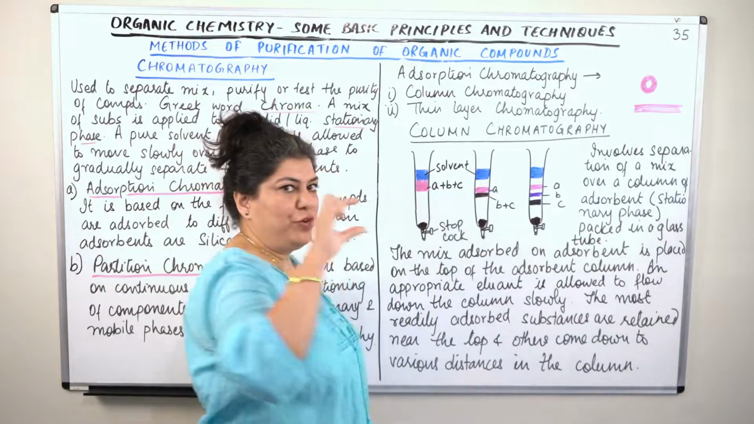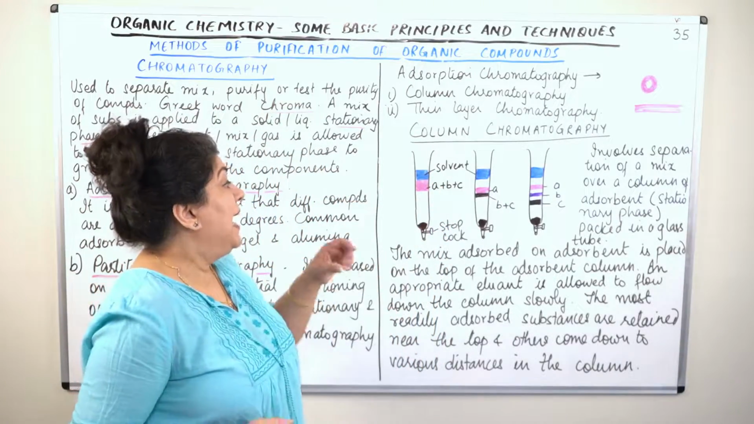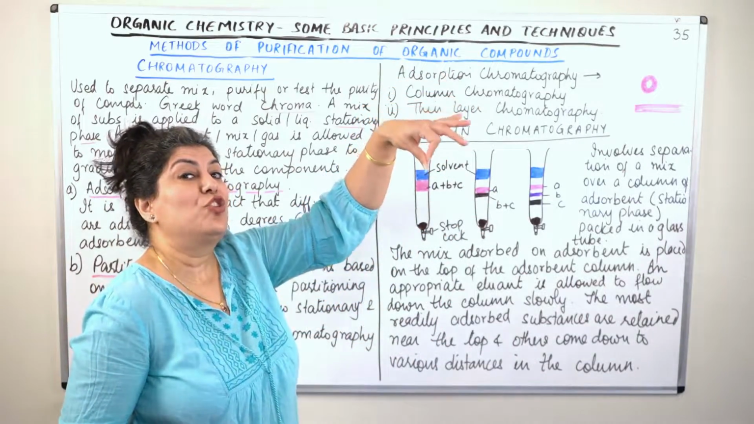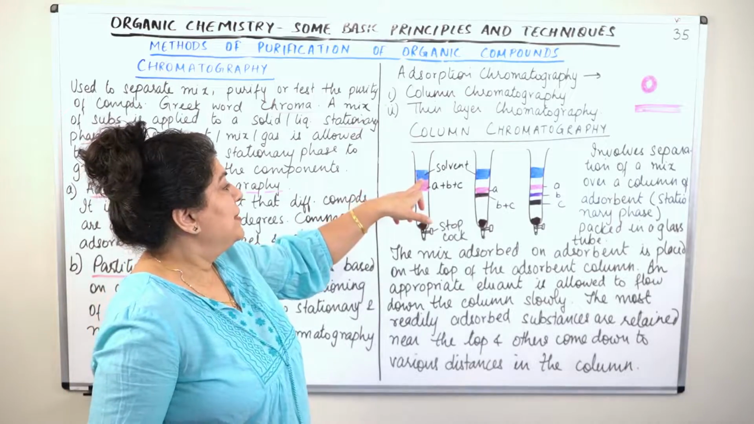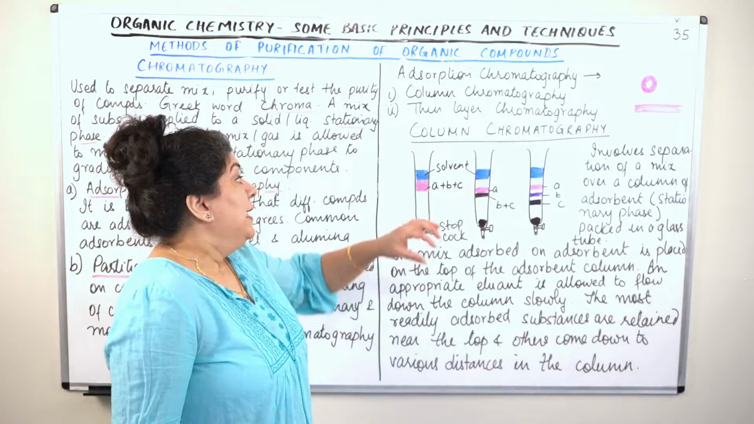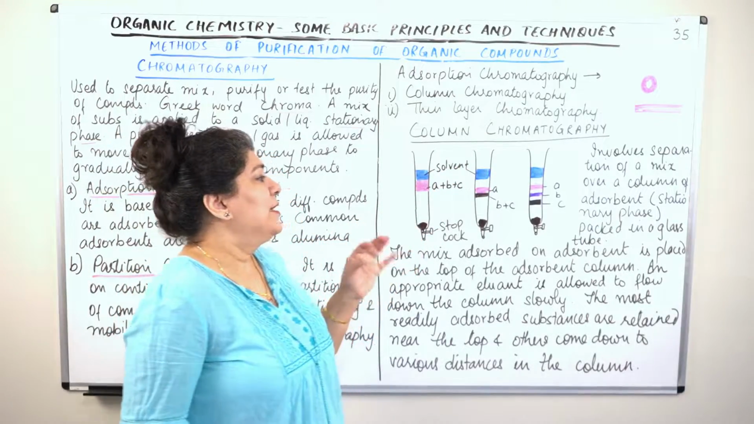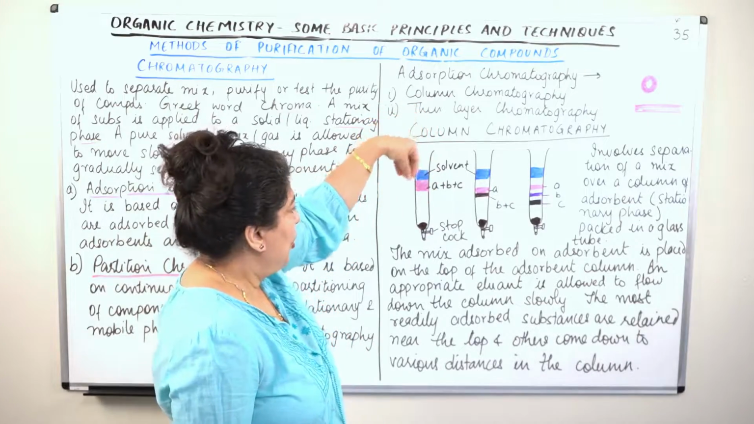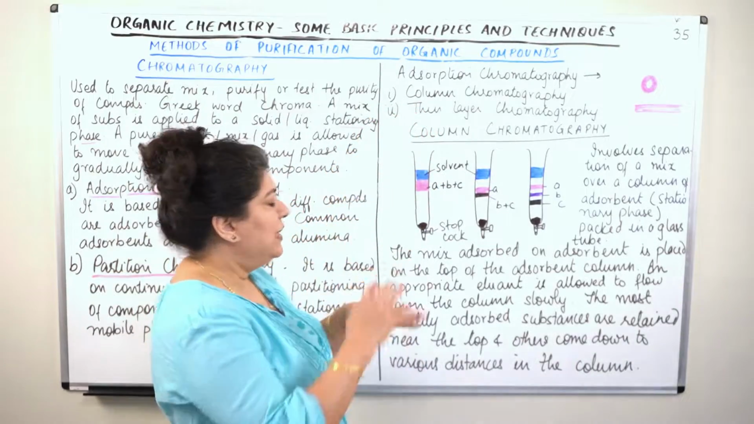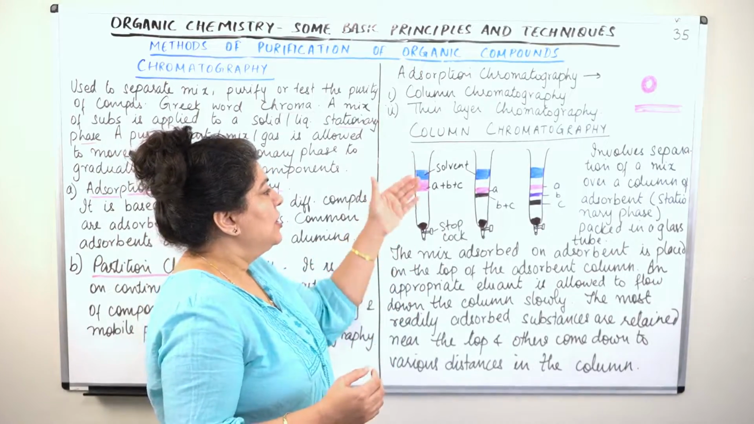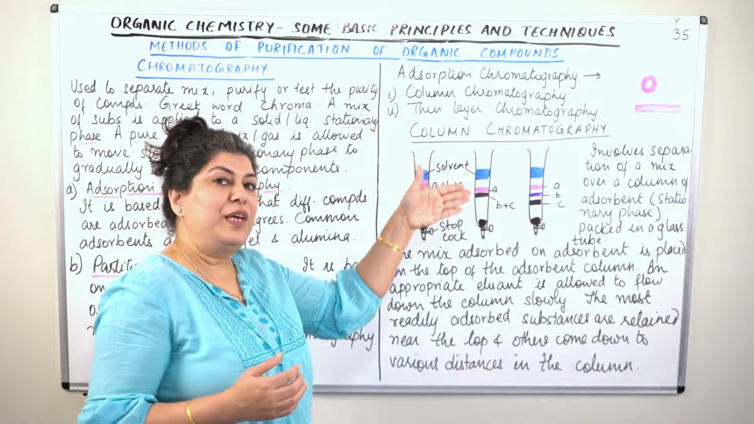You added the mixture of 3 compounds, A plus B plus C, and on top of it, you added the mobile phase, that is the solvent. The solvent is the blue colored one. It could be water, it could be anything. Now, you call it the solvent, and as the solvent passes through the mixture, it dissolves the compounds A, B, and C, and the A, B, and C start moving with the solvent.